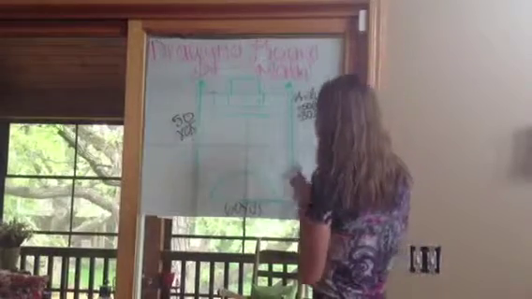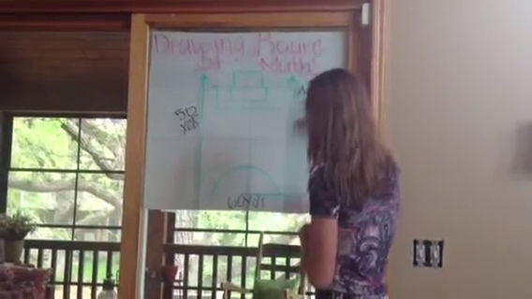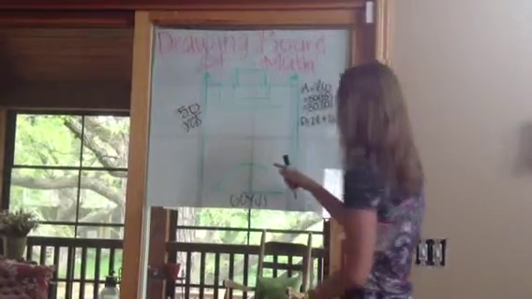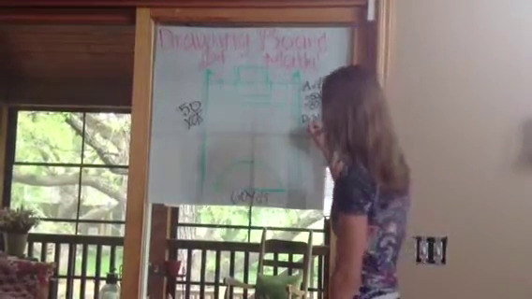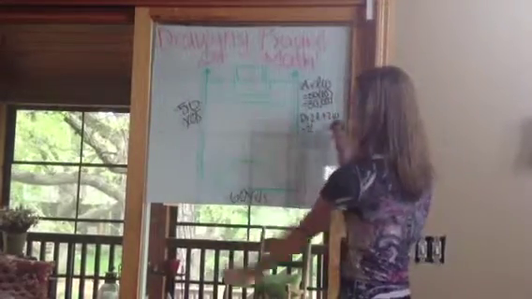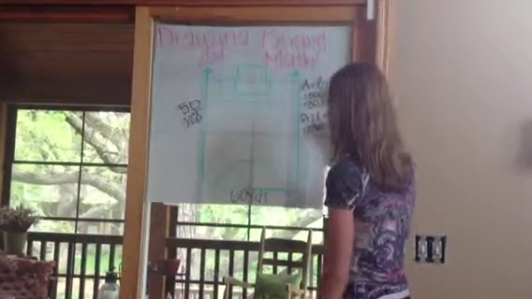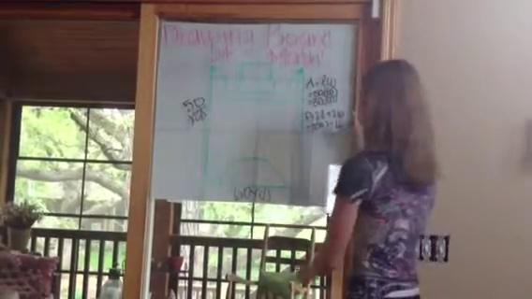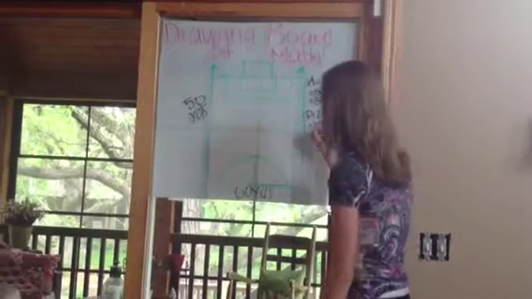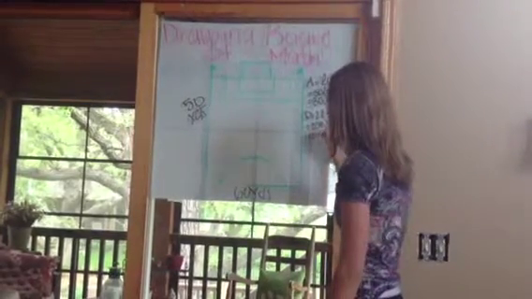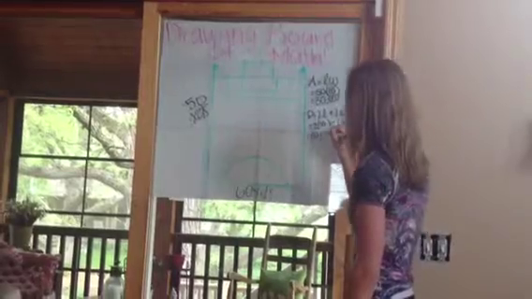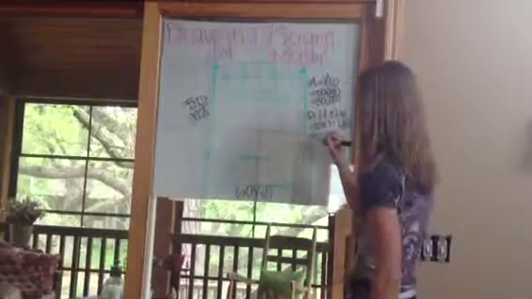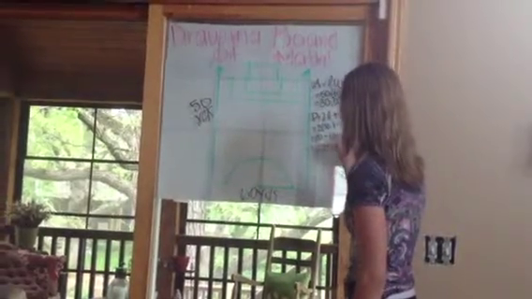To find the perimeter, you would do perimeter equals 2 length plus 2 width. So you would multiply 2 times the length, 50, plus 2 times 60. Perimeter equals 100 plus 120. So the perimeter of this field would be 220 yards long.